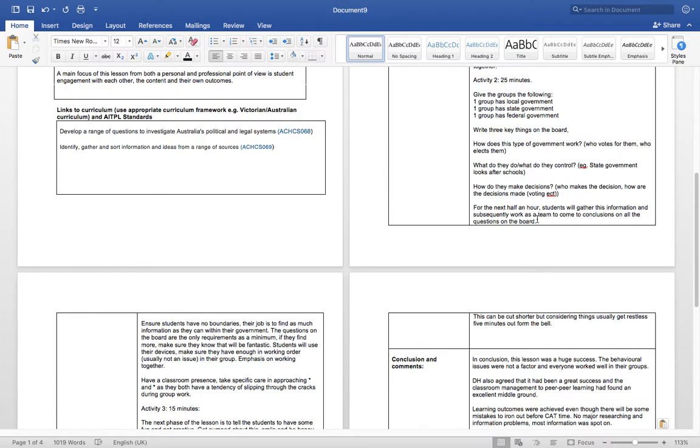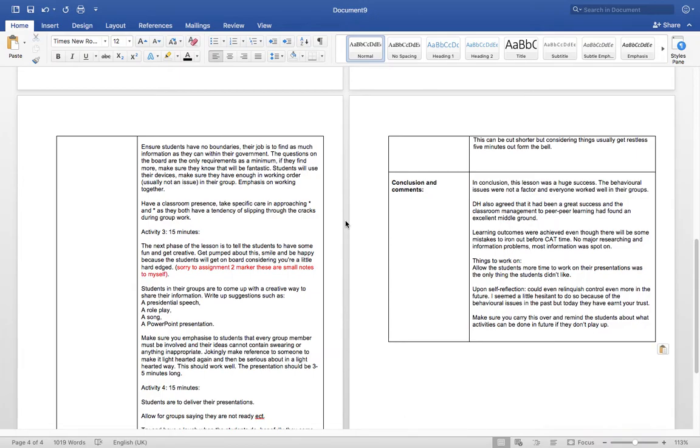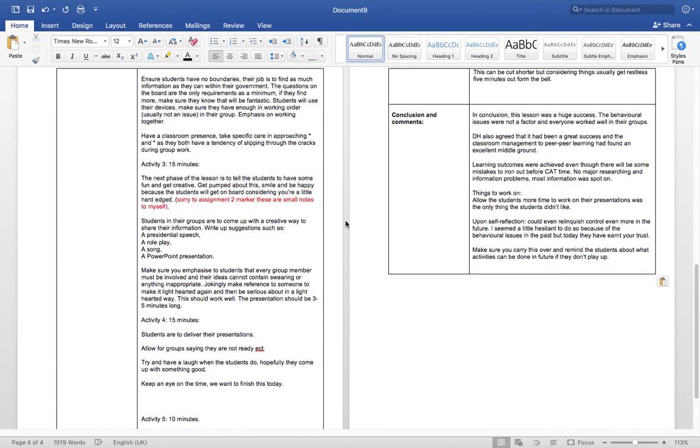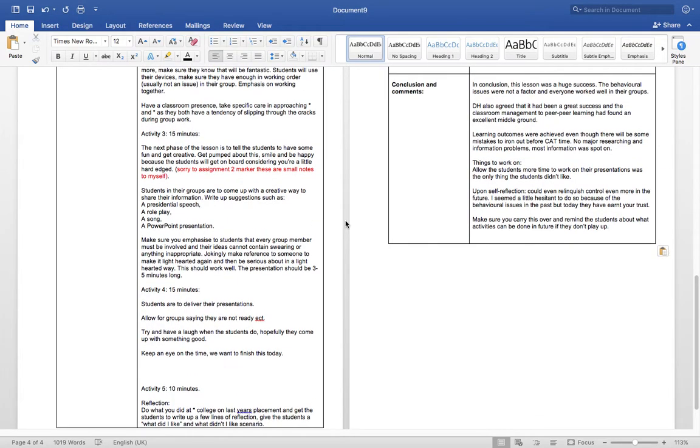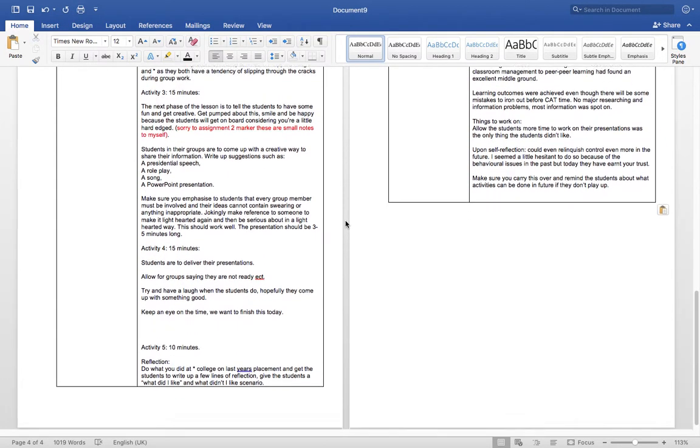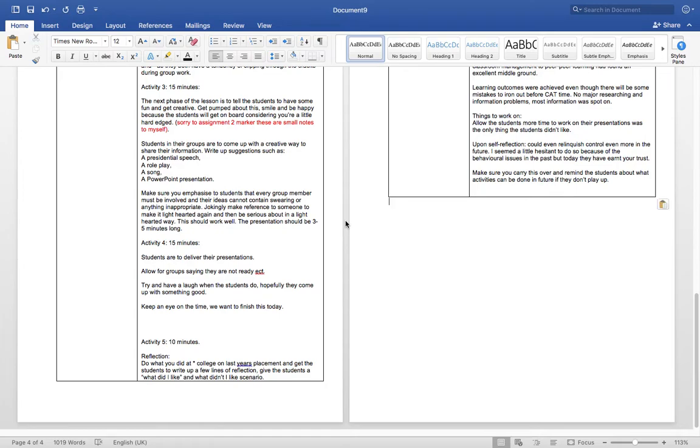they'll gather this information and subsequently work as a team to come to conclusions for those questions on the board. So they are going away and doing their own research, and they have devices to do that. In this particular class they did. After they've gathered that information, the next phase of the lesson is to tell students that they've got something fun and creative to do. I need to get pumped about it, as I've said here. Sorry to the assignment marker, these are all small notes to myself.